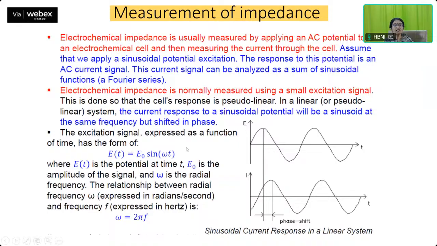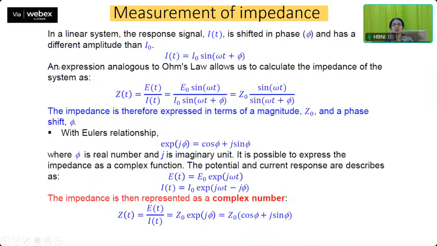So the excitation signal expressed as a function of time is of this form: E(t) = E0 sin(ωt), where ω is nothing but 2πf. The response you get is going to be I(t) = I0 sin(ωt + φ), and this φ is the phase shift. So what you get right now is an expression analogous to Ohm's law, which allows us to calculate the impedance of the system.